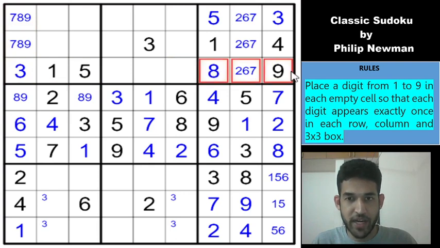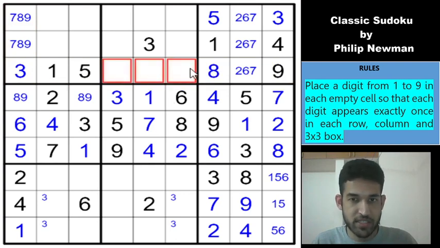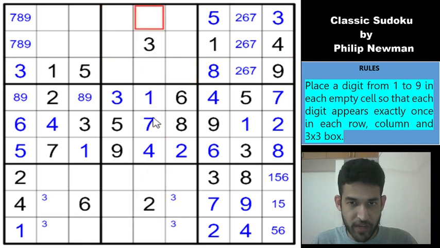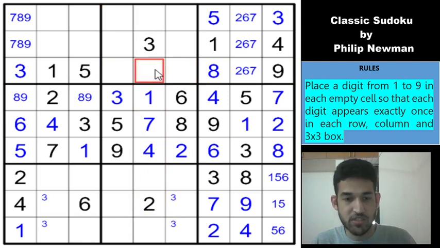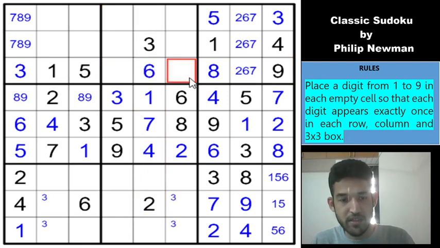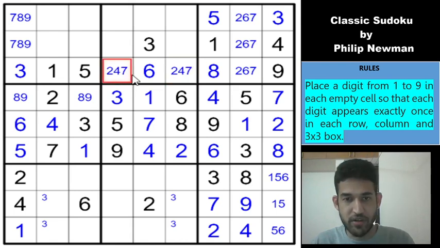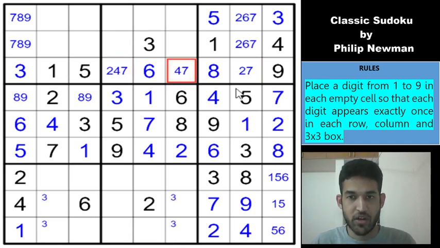So 1, 3, 5, 8 and 9. So remaining digits are 2, 4, 6 and 7. And now if you look at column 5, you can't have 2, 4, 7, right? So this must be a 6 and these cells must be 2, 4, 7. So 6 is removed from here, 2 is removed from here. Okay. So column 5 looks almost filled.